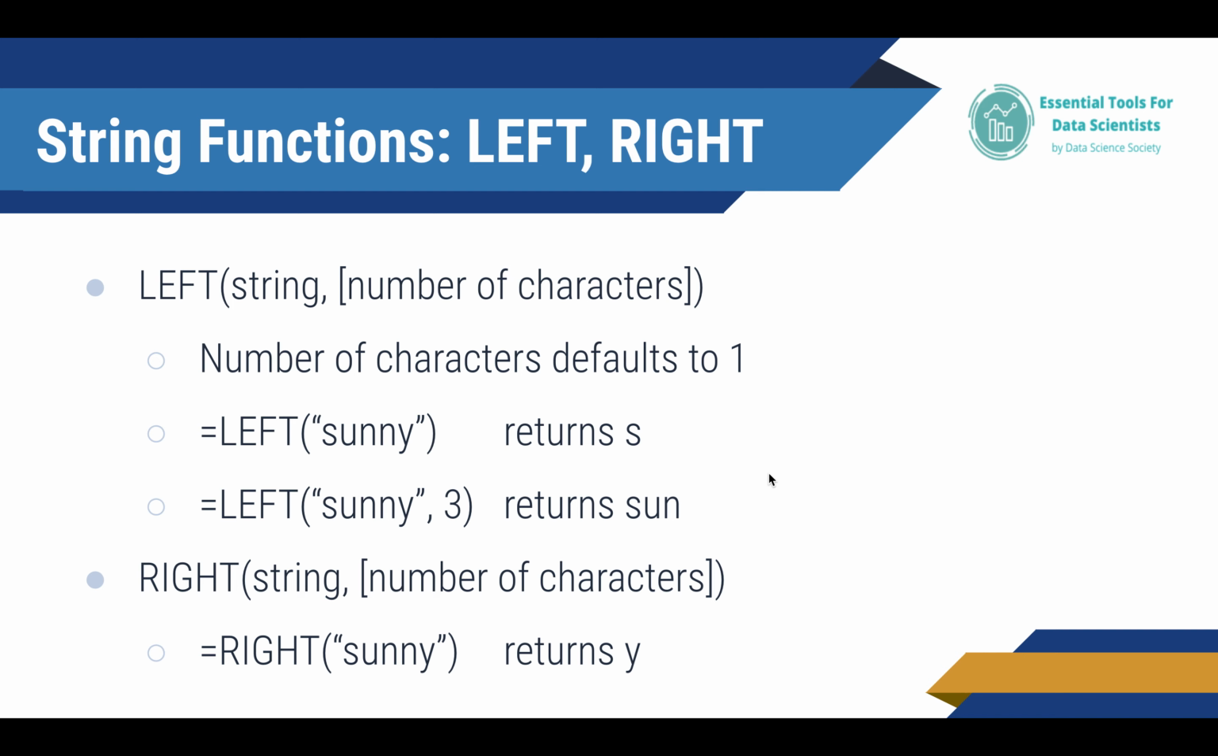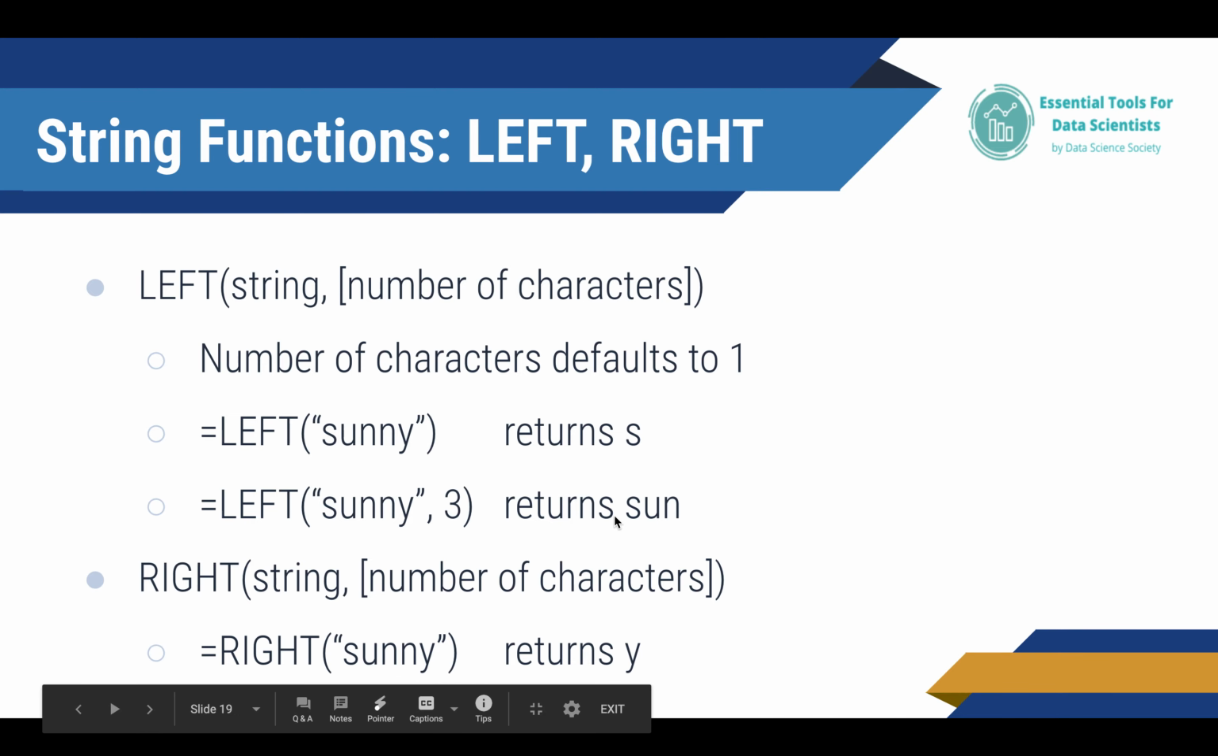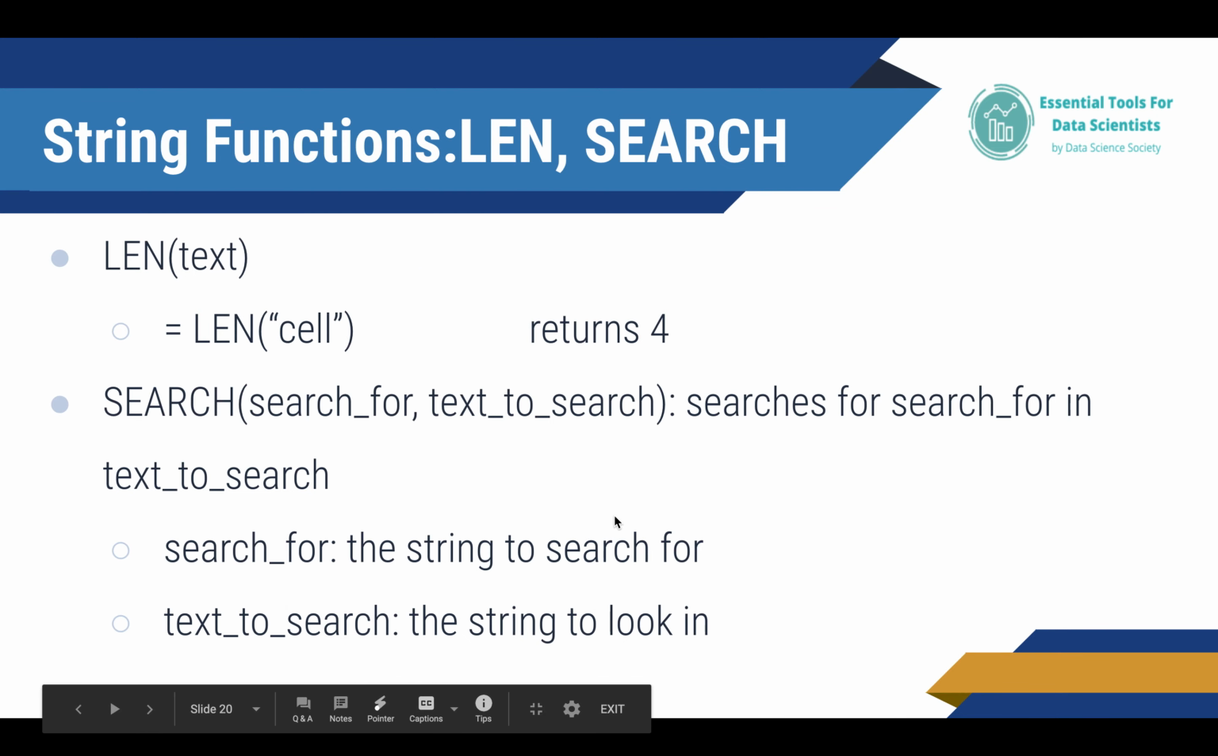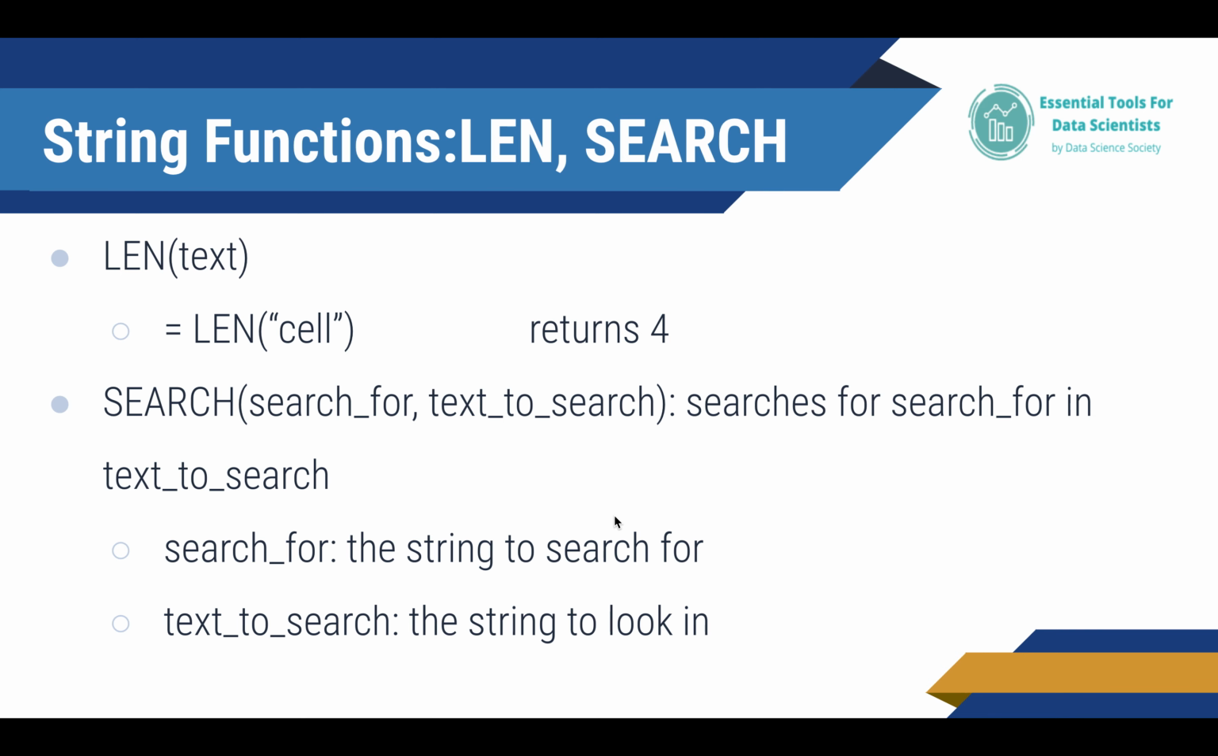Okay, string functions, left and right. Basically, left takes a string and returns the first couple characters. It will default to the first character if you don't put a number of characters here. Left, if you just put Sunny in, it will return S. If you put Sunny 3, it will return the first 3, and you will return Sun. Right works exactly the same way. Len just takes the length of whatever text we put into it. For example, the length of cell is 4.